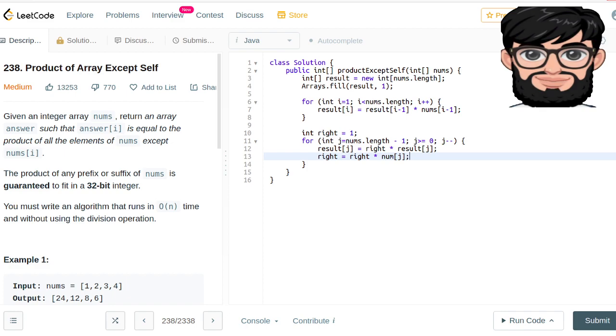So basically this right is the product from the right hand side. So we are actually iterating from right to left, and we are updating the right to be the product of all the elements from the right side up to that element, and then we are multiplying that with the result from the left side and from the right side over here, and then we're going to be returning the result.